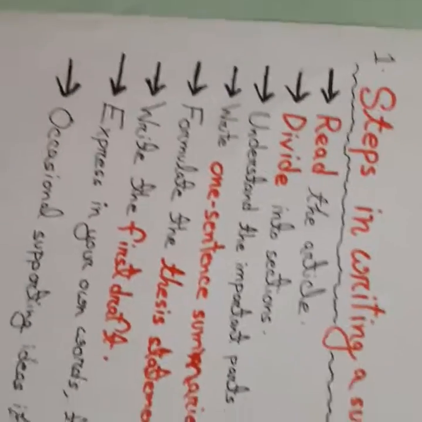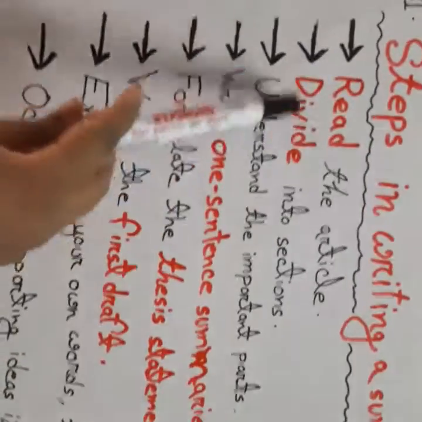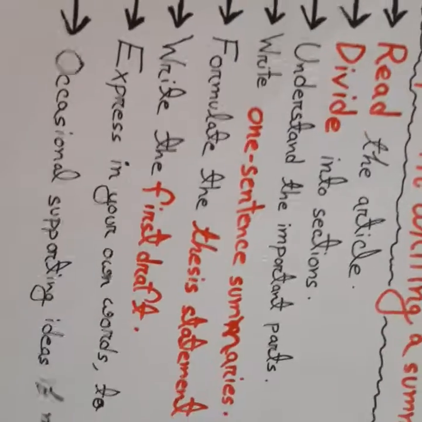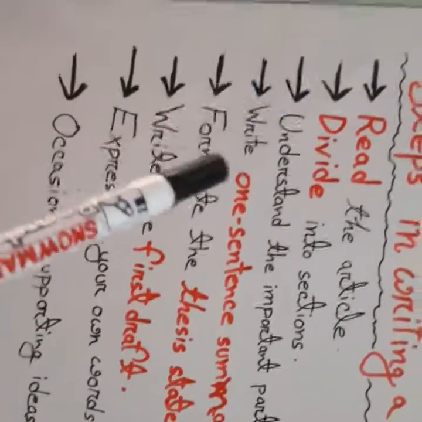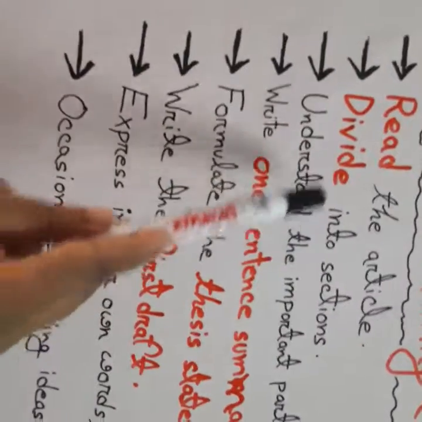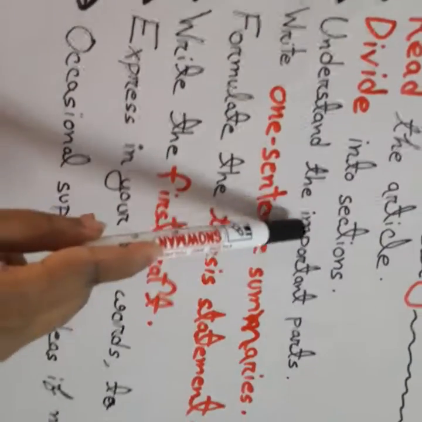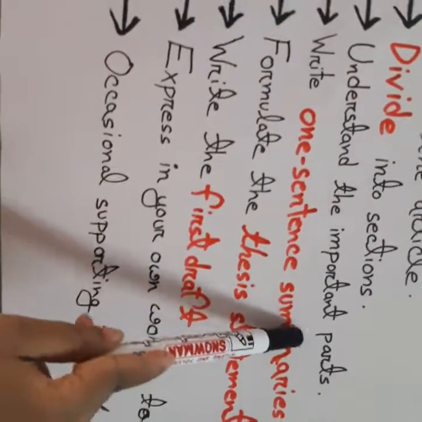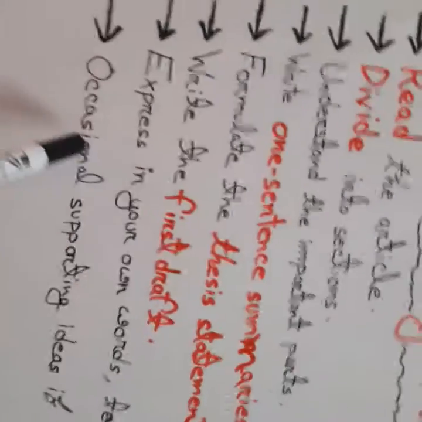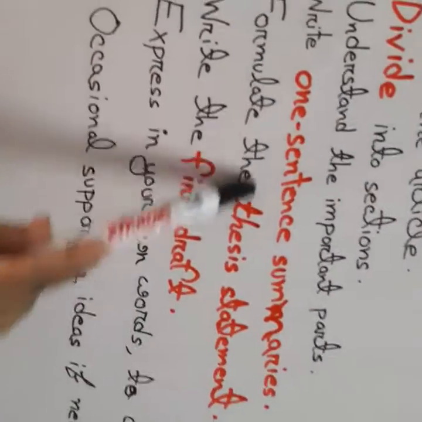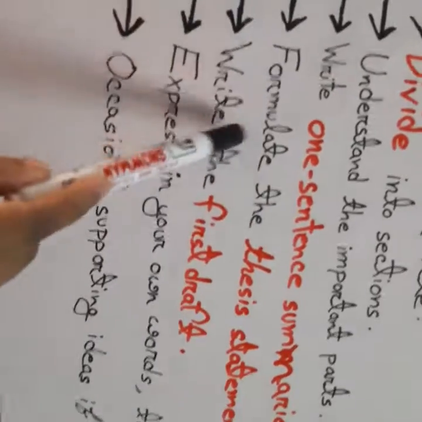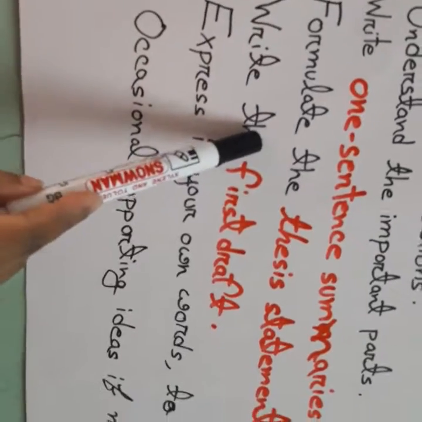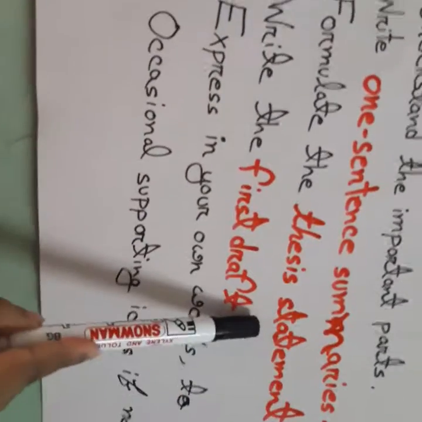Steps in summary writing. You have to read the article very carefully, because without understanding the article you are not going to be able to write your summary. Then you have to divide the article into sections. From those sections you're going to identify the important parts. Then from each section you need to write one sentence, and then combine those sentences to formulate what is going to be called the thesis statement.